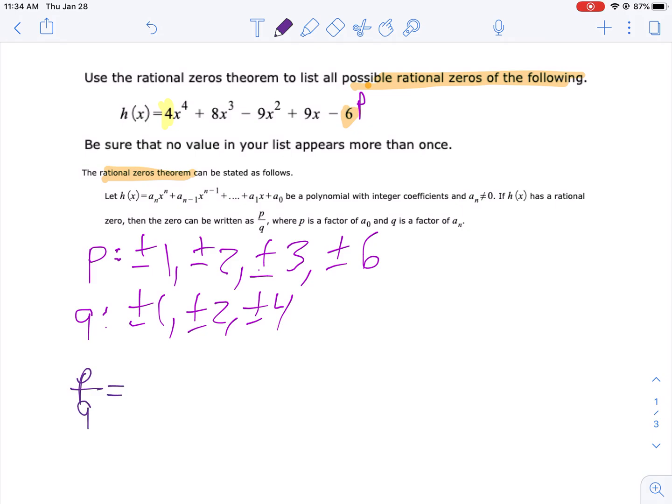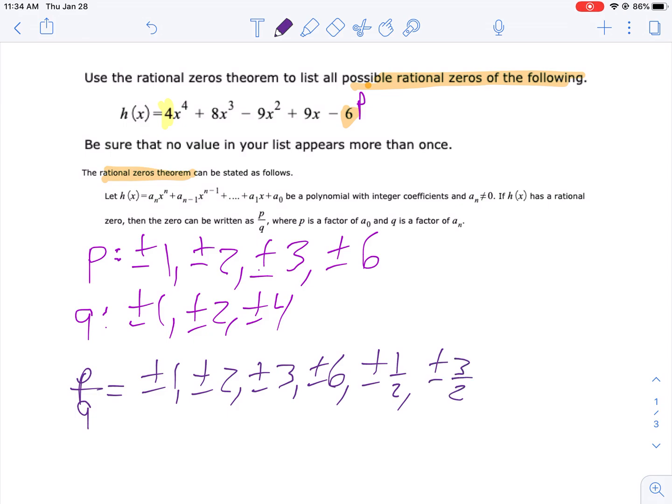Well, if I take everything divided by 1, I'm just going to get P, aren't I? So I'm going to get plus or minus 1, plus or minus 2, plus or minus 3, plus or minus 6. Now the second one, I'm going to divide by 2. So I'm going to get plus or minus 1 over 2. Plus or minus 2 over 2, well, that'd be 1. I already listed 1. Plus or minus 3 over 2. And plus or minus 6 over 2, well, that will be 3, which we've already listed.